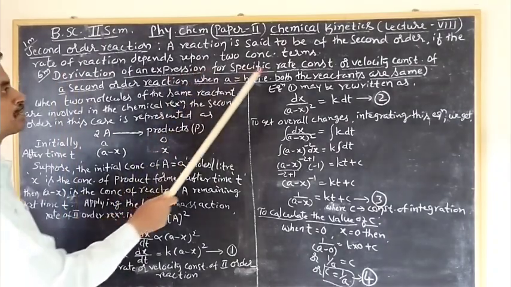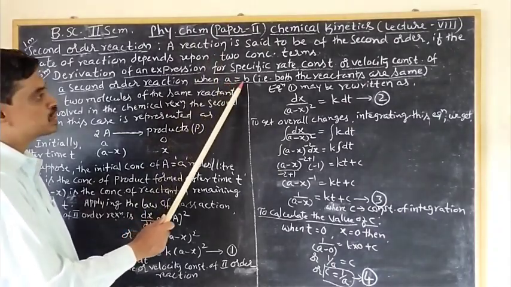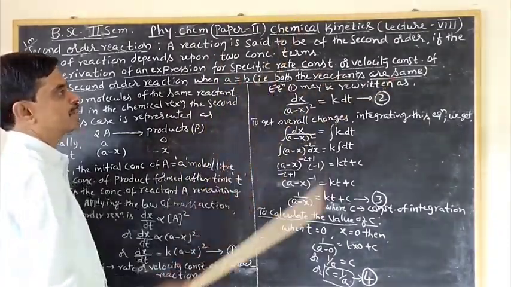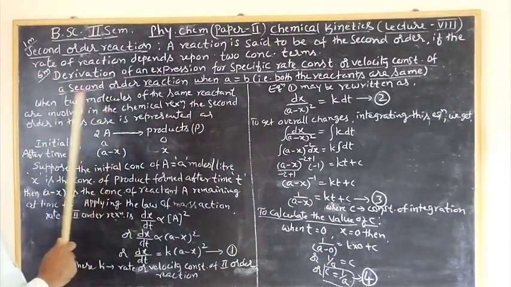Derive an expression for specific rate constant or velocity constant of second order reaction when A is equal to B, or they will ask both the reactants are same. So this is the derivation. This is the examination for 6 marks.